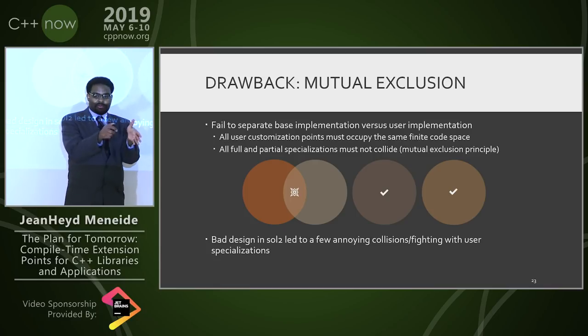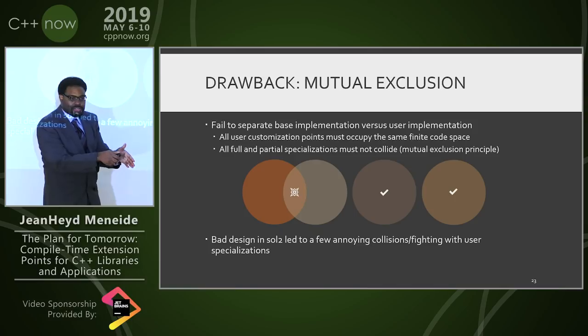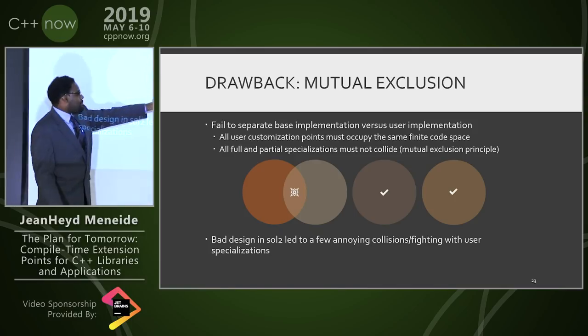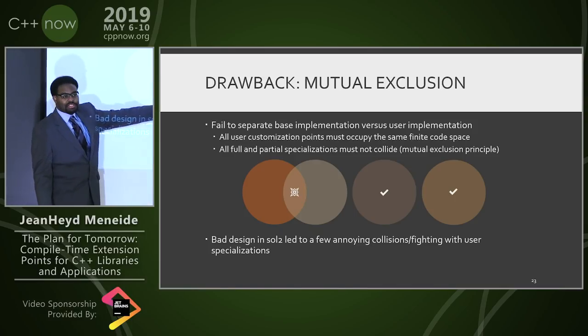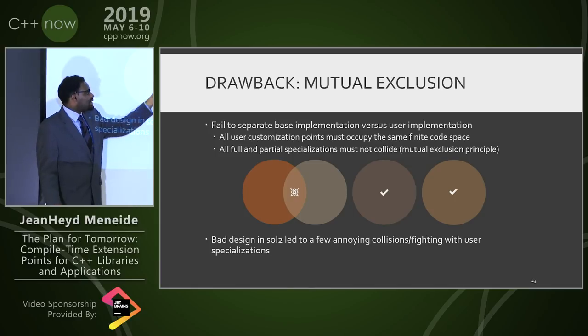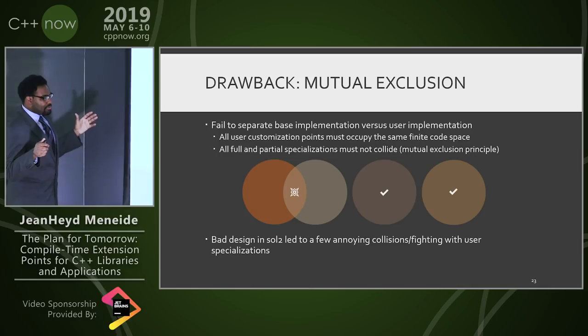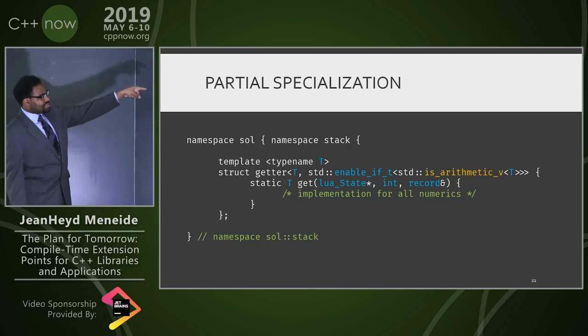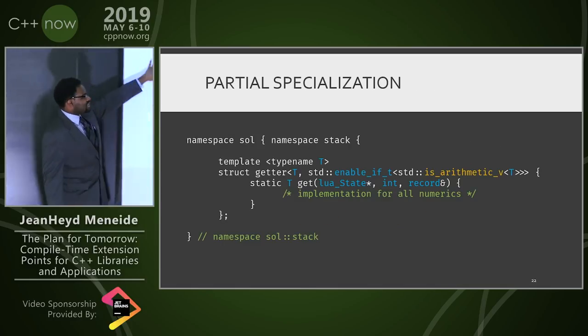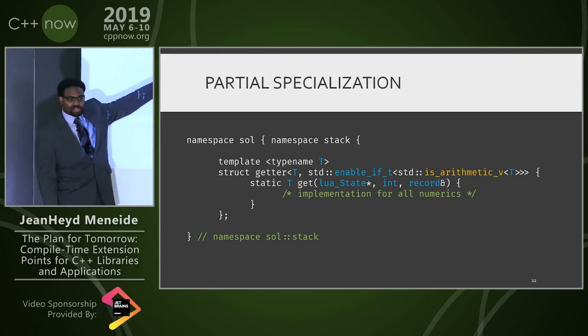They all take different places of the type space universe, right? The problem is what happens when you accidentally define an enable if or something else that overlaps with another one, and you get a collision. And what happens is that there are, as much as I liked doing this in sol2, because I define this in sol2, right? The user can define this, but I define this in sol2, right?